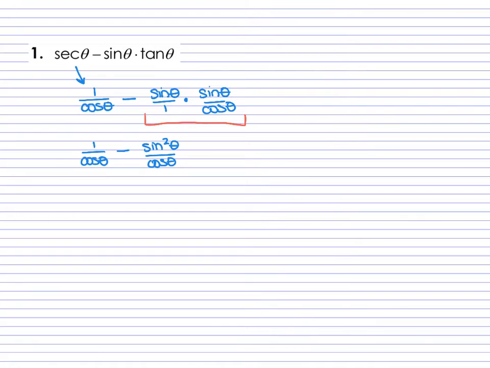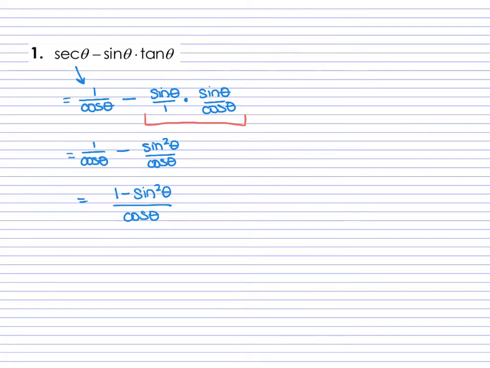Now what's worked out nicely here is now I've got two fractions that I'm subtracting. Since they have the same denominator, I don't have to create common denominators. I can just put these two fractions together. It's great. So I'm going to rewrite this as one fraction. This is now equal to 1 minus sine squared theta over cosine of theta.